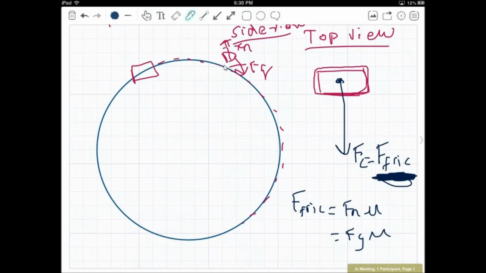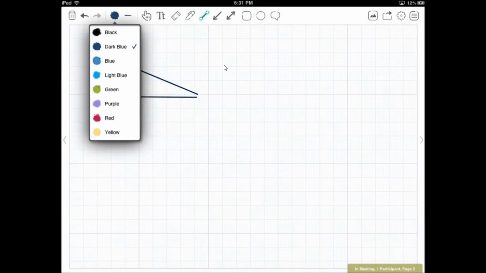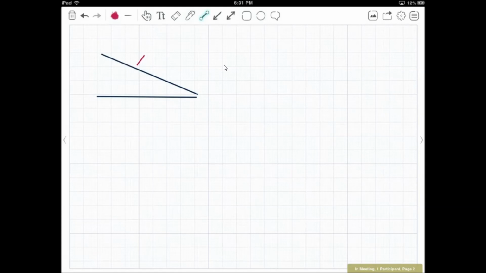The next thing is a car on a banked turn. Same situation, except now our car is on an incline, and we all have incline problems. I know we do. So here's our car on the incline. Actually, you can have frictional forces in these problems, or you can't. It just depends on how it's set up. But let's look at it first without frictional forces.